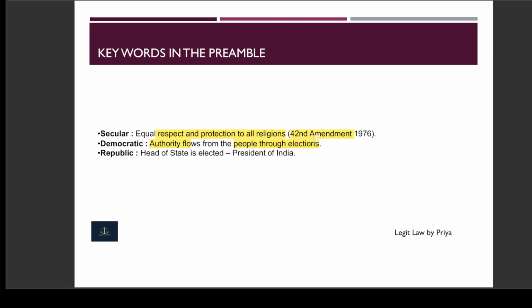Coming to republic, it means the head of the state is elected, not hereditary, in India, that is the President. The President is not hereditary; the post is filled by election. It is not that the king's son will be the next king. It is always elected by the people or citizens of India. That is the reason the word republic is included in the preamble.